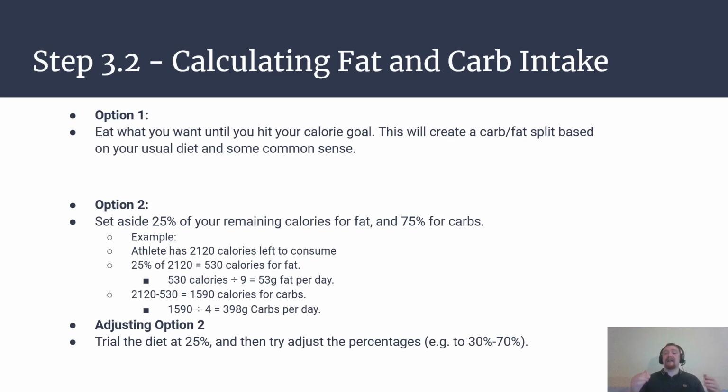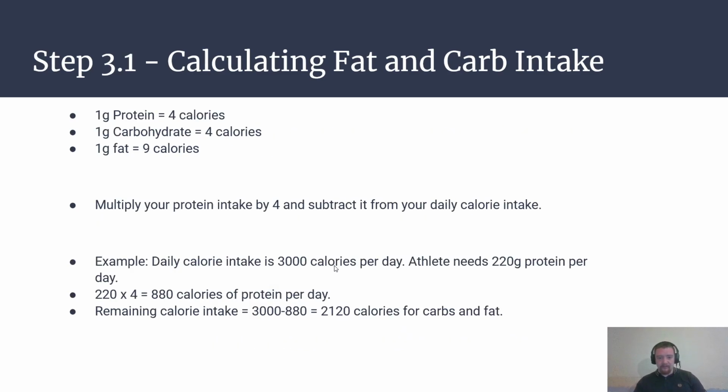Now, option two is actually calculating the actual split between fat and carbs. Now, this varies. Some people benefit from a high-fat diet. Some people benefit from a low-fat diet. A good baseline split, I think, is 25% of those remaining calories for fat, 75% of those remaining calories for carbs. So, for instance, the previous athlete we looked at in a previous slide, 3,000 calories per day and 880 calories of protein. So they had 2,120 calories left for carbs and fat.